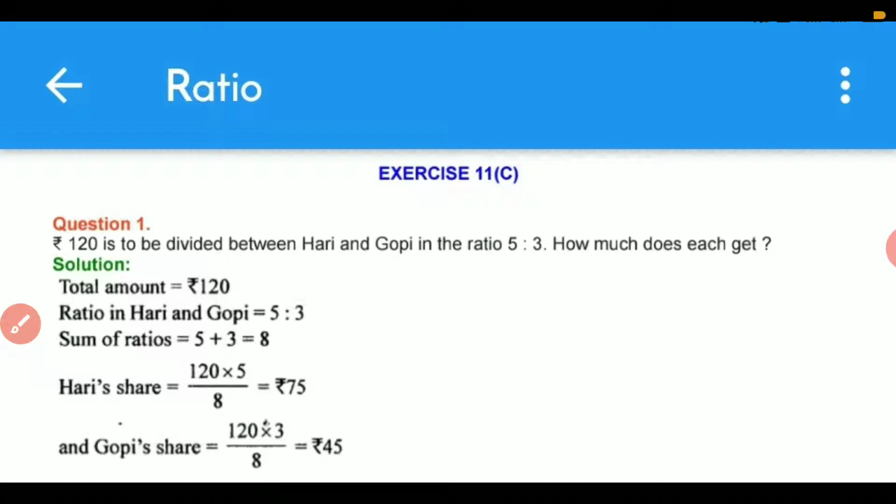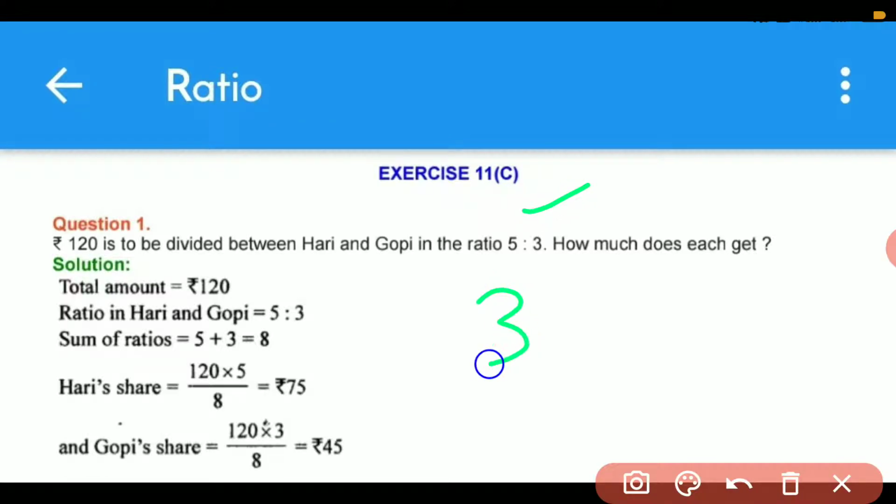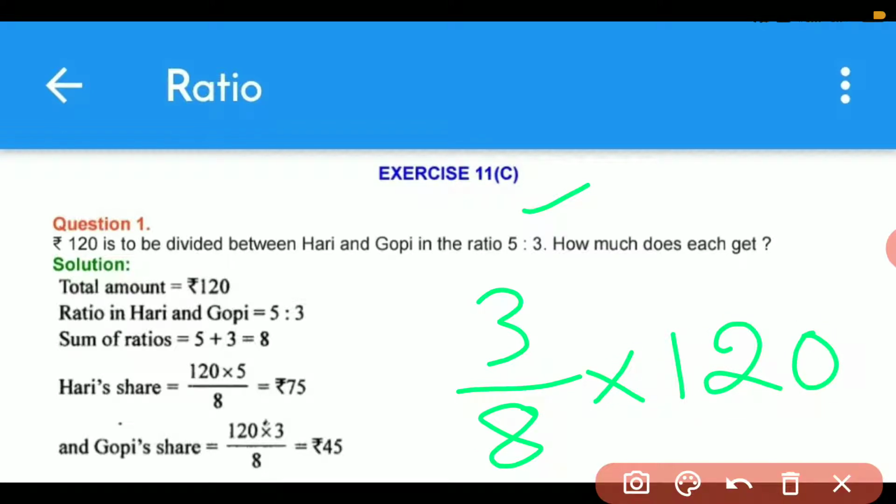Now we can get Gopi's share also. Gopi gets 3 parts, right? 3 parts of what? Of 8, that's the total, multiplied by the total sum here, 120. Here also we can cancel it, like previously we had cancelled it. So it goes 15 times. 8 1s are 8, then 9, 10, 11, 12, 4 carry over, 4, 8, 5 is 40. So 3 into 15 will give me 45. That is Gopi's share.